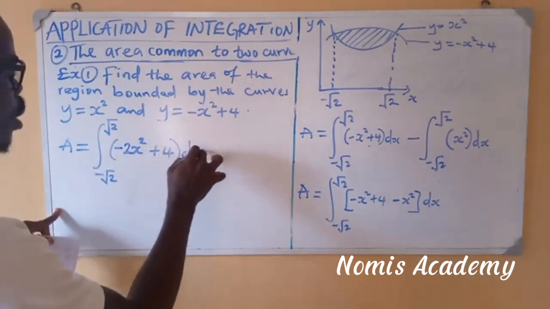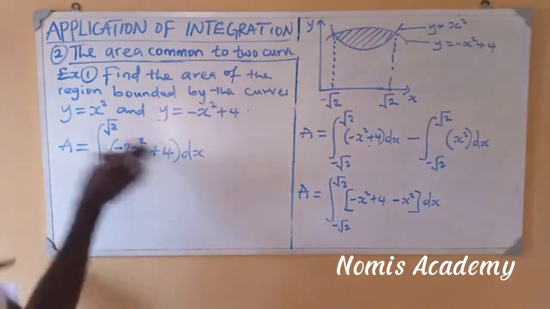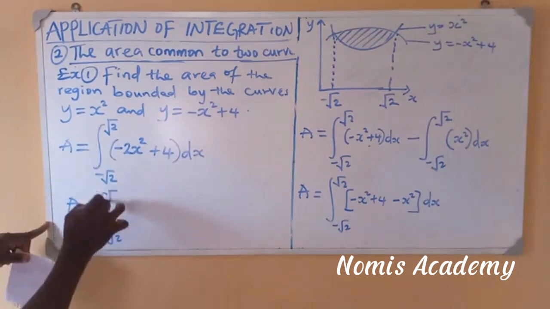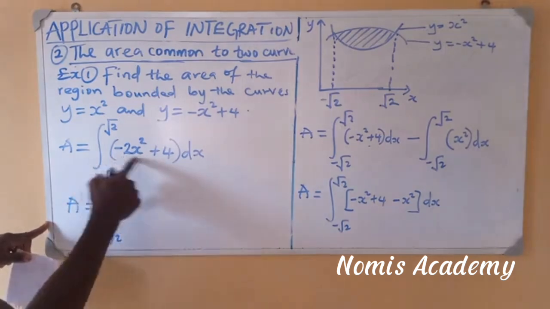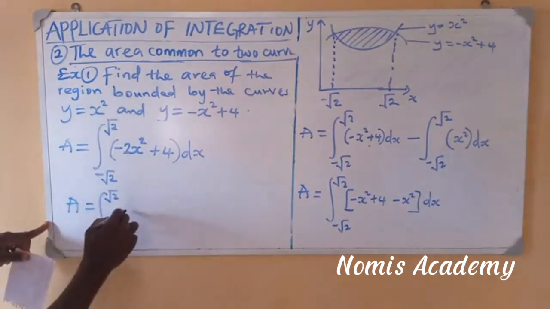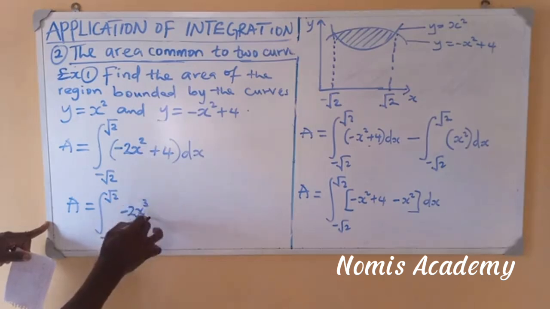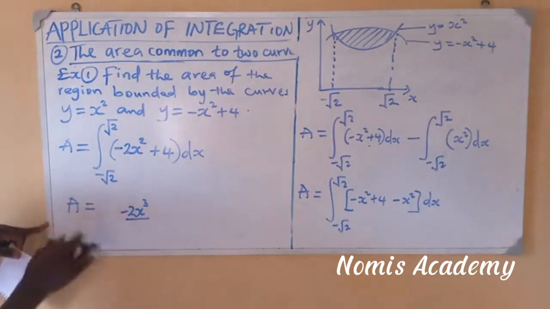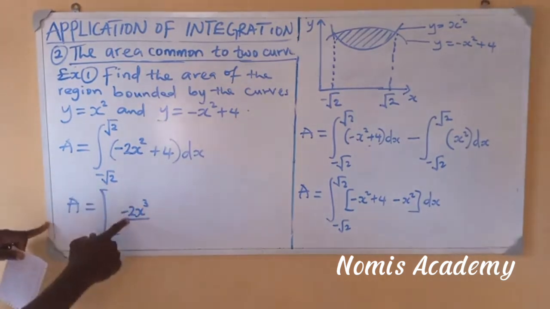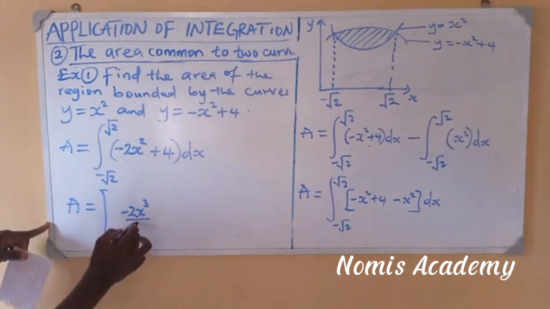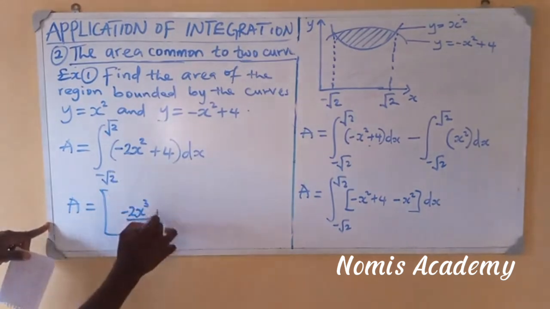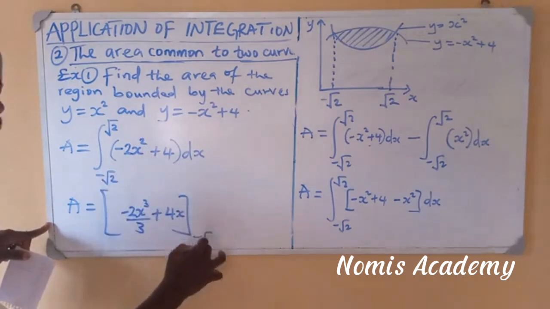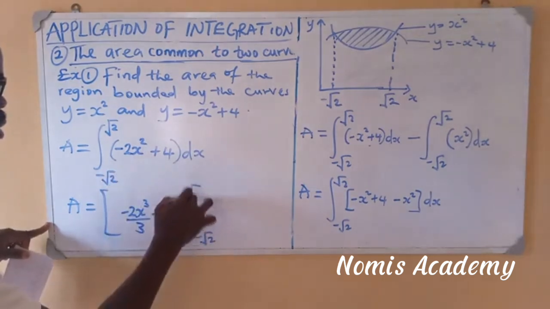So we are going to integrate this. So to integrate this, we'll have area is equal to integral from minus root 2 to root 2. So that will be what? Integrate minus 2x squared. That will give us minus 2x raised to the power of 3 all over 3. We don't need to write the integral again, since we are integrating. So minus 2x cubed all over 3. The next one, plus 4x, and then the limits are minus root 2 to root 2.